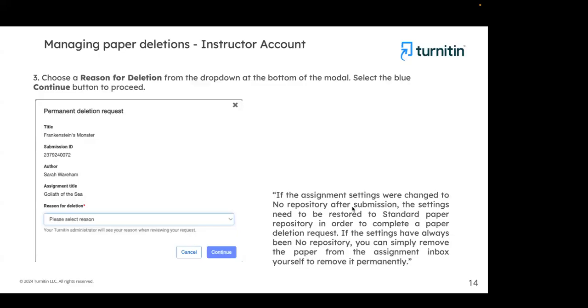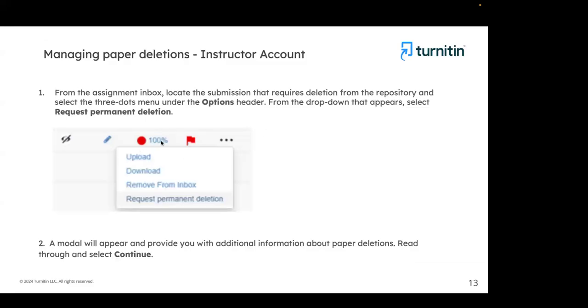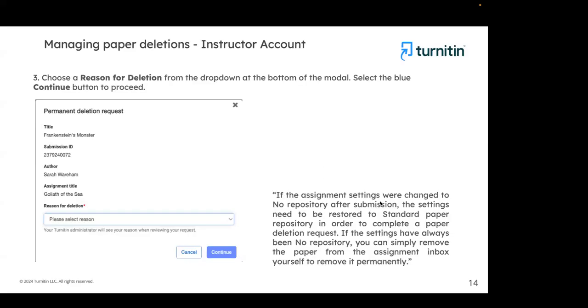Please don't do that. Once you have selected the standard paper repository option, before changing any repository option, go back to the percentage page where you can see the percentage and make a deletion request. First, get all the papers deleted which are saved to the standard paper repository. Once you have deleted those papers, then go ahead and make changes to your repository options at the assignment level.